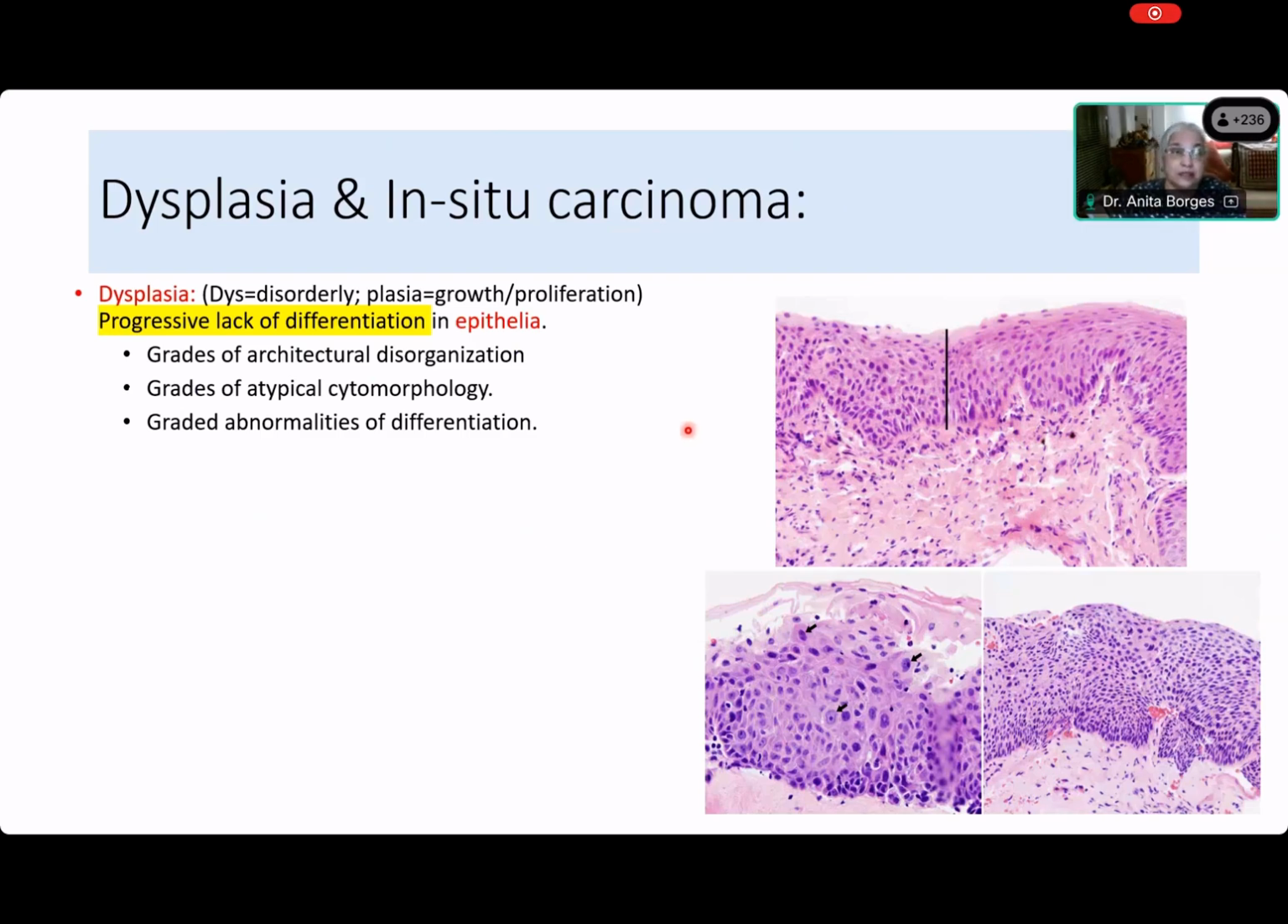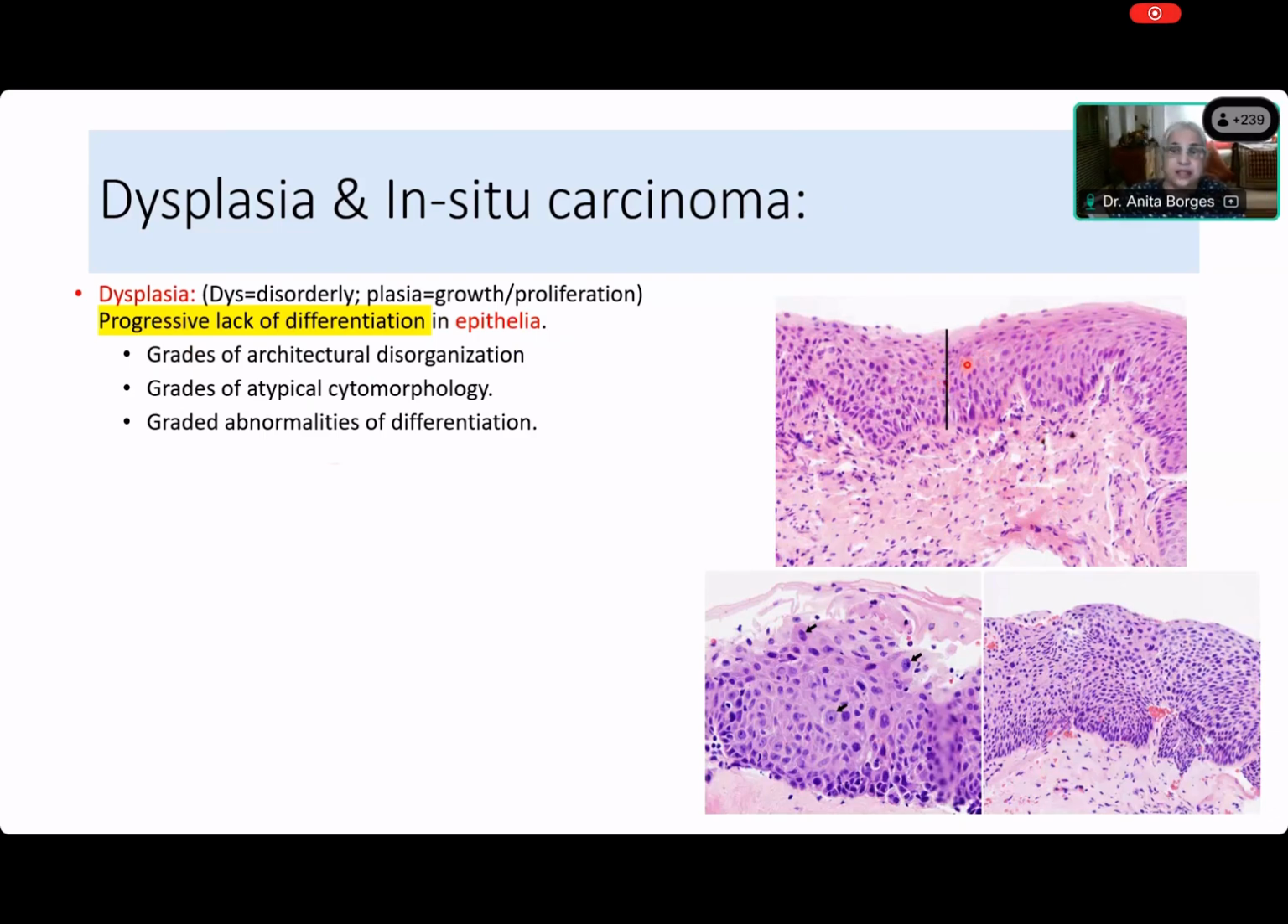Dysplasia. This means disorderly. Plasia is growth or proliferation. And in dysplasia, there is no invasion in any of these pictures that I have shown you here. But there is progressive lack of differentiation in these epithelia. You can have it in squamous epithelia, you can have it in glandular epithelia, but dysplasia is essentially this.